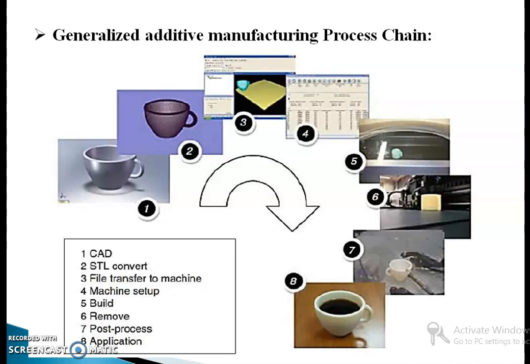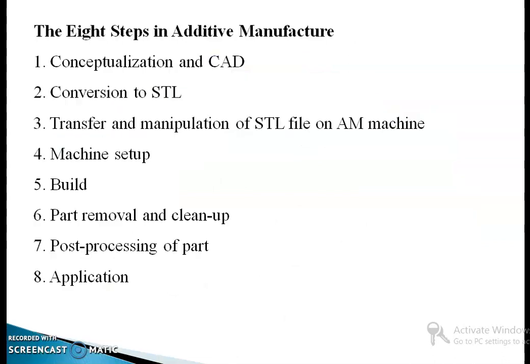This figure indicates the start to end process of your additive manufacturing process. It takes one simple example, a teacup: how to manufacture a teacup by using the additive manufacturing process from raw material into the final finished product. Okay. There are a total of 8 steps mentioned in this slide.